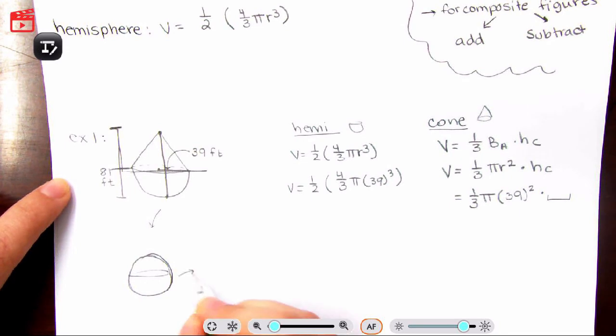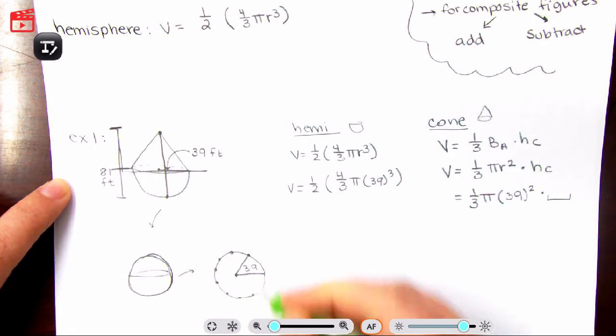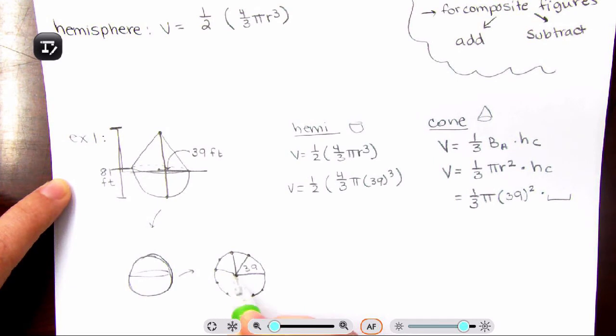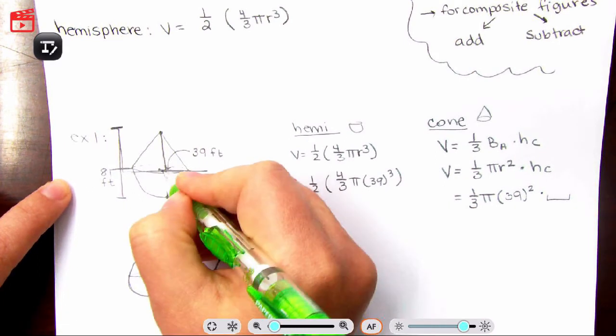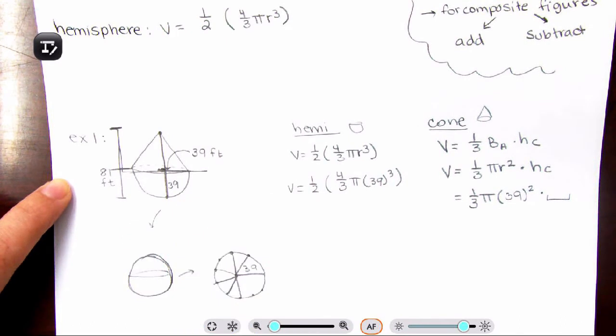A sphere just has the shape of a circle. On a circle, if I know the radius is 39, then the radius from any point on the circle to the center point has the exact same measure. So if this is 39, then this is 39, then this is 39. Here's 39 again, another 39, another 39, and another 39. So that means from the center point all the way down, that is 39 feet.